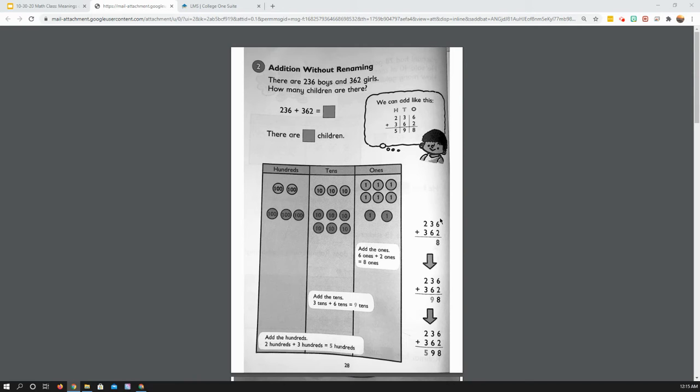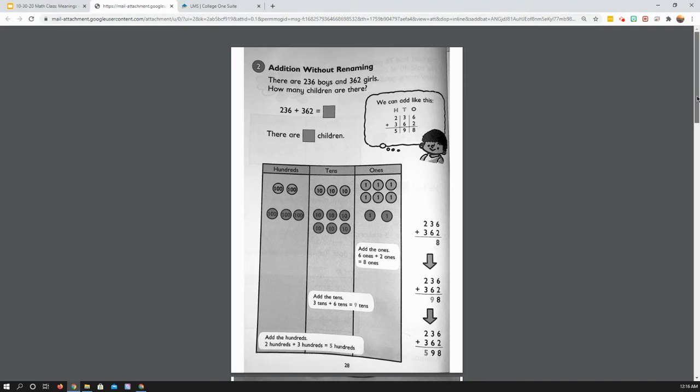So add the numbers in the ones place. 6 plus 2 is 8. And then the next step is to add the numbers in the tens place. So you have 3 plus 6. It's going to give you 9. And the last thing you're going to do is add the numbers in the hundreds place. 2 plus 3, that equals 5. So this is going to be the answer to 236 plus 362. The answer is 598. So that's the number that you're going to write inside of these little squares.